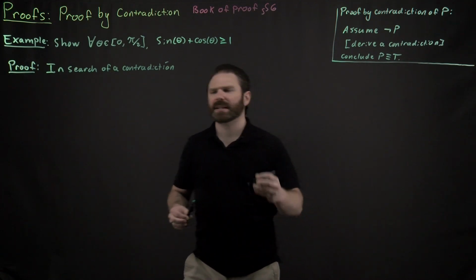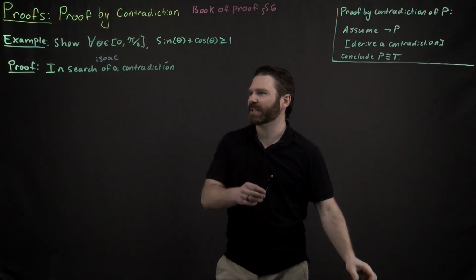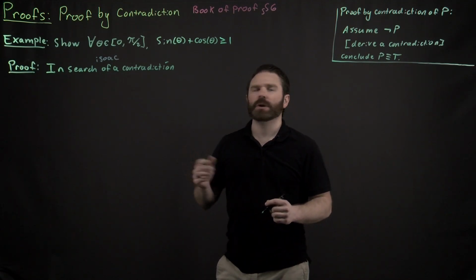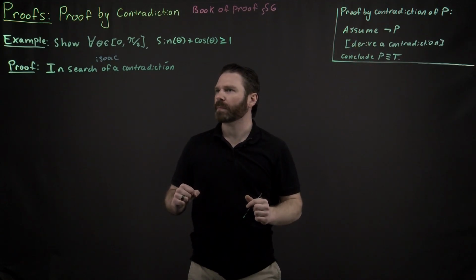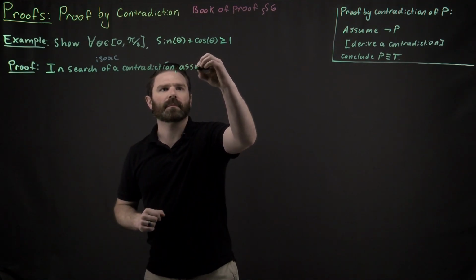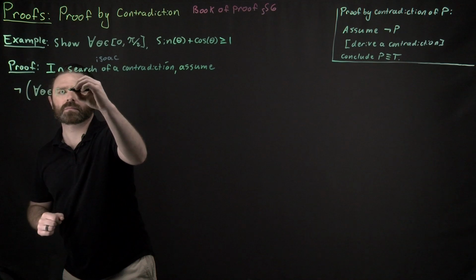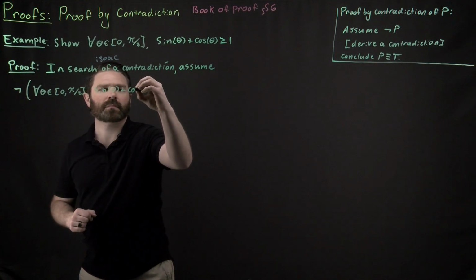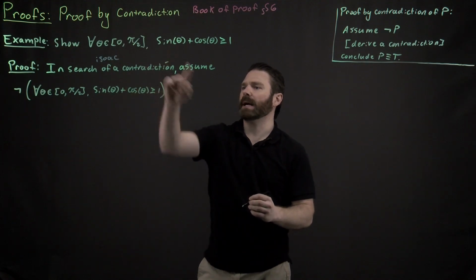And you might see me abbreviate this at some point, ISOAC, in search of a contradiction, just because that's a long thing to write down and I'm lazy. So in search of a contradiction, what do we do? Well, we assume not the statement we're trying to prove. So we want to assume not this statement. So I've assumed not my statement.